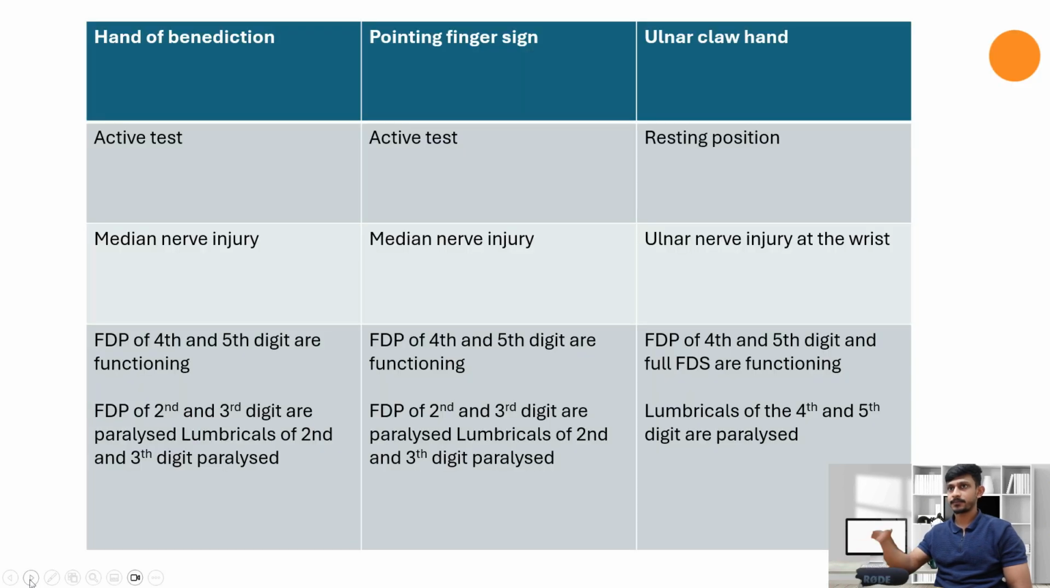So the first difference between all these things, most importantly, the hand of benediction is a performed test, it is an active test, whereas the ulnar claw hand is the resting position of the patient, which means the patient will come to you with his hand already clawed in case of ulnar claw hand, whereas the hand of benediction occurs in case of a patient with median nerve injury when he is asked to make a fist. When you ask him to make the fist, the hand of benediction slash the pointing finger sign occurs.